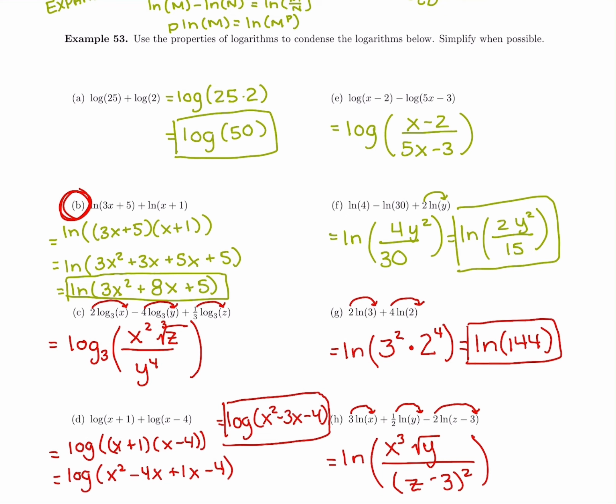So we bring in the power 3, ln of x cubed, bring in the 1/2 power, we have the square root of y, and then since we subtracted, we put the z minus 3 in the denominator, and we bring in that power to be 2.